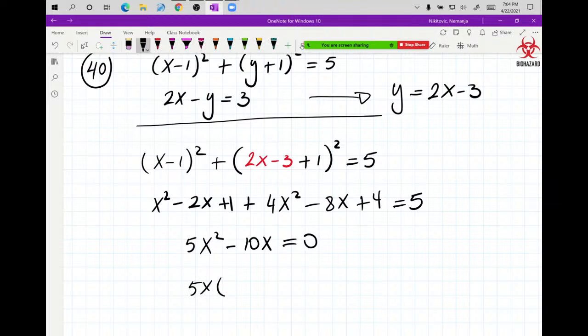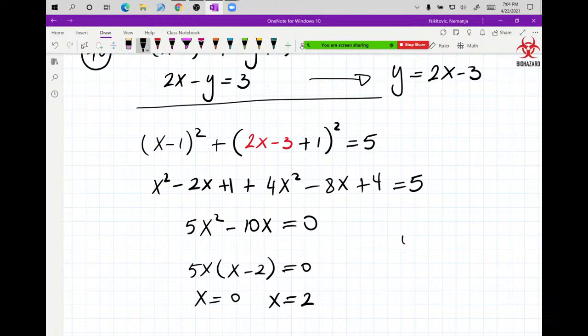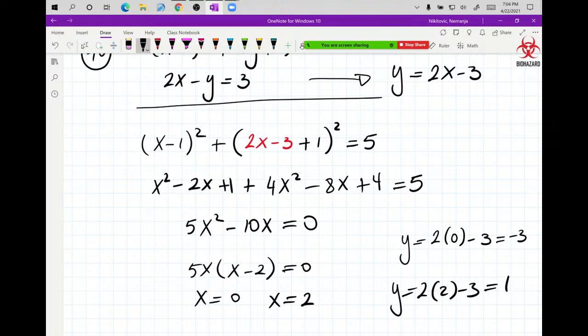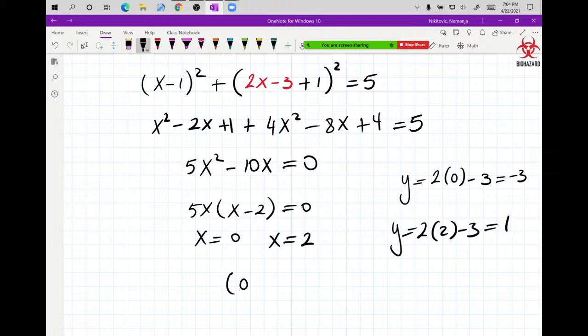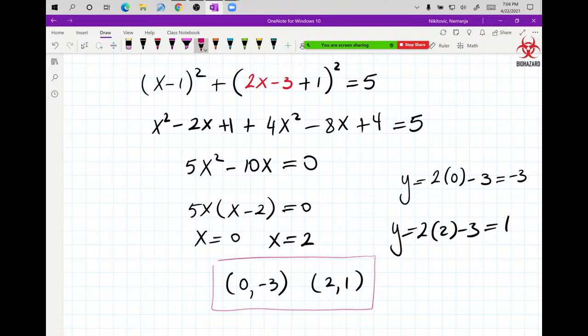Factor out 5x, get your x minus 2, x equals 0, x equals 2. You have your equation for y up there. So y equals 2 times 0 minus 3, which gives you negative 3. And y equals 2 times 2 minus 3, which gives you 1. So the first point is 0, negative 3. And the second point is 2, 1. And we have 2 points of intersection for this shifted circle with a line.